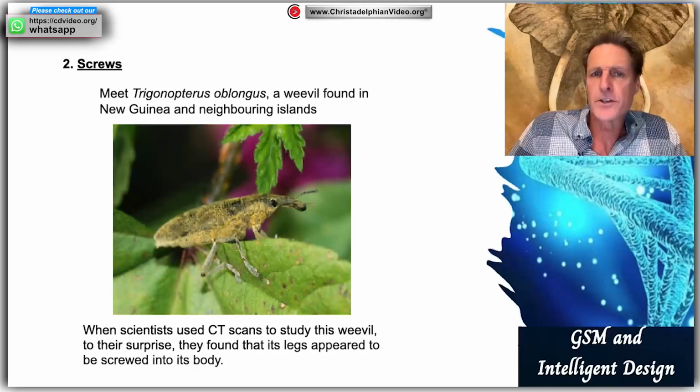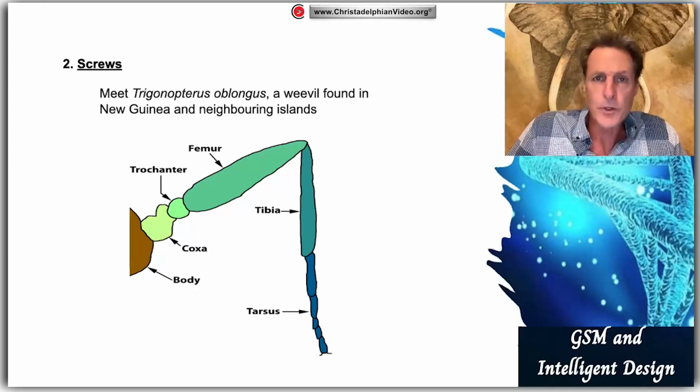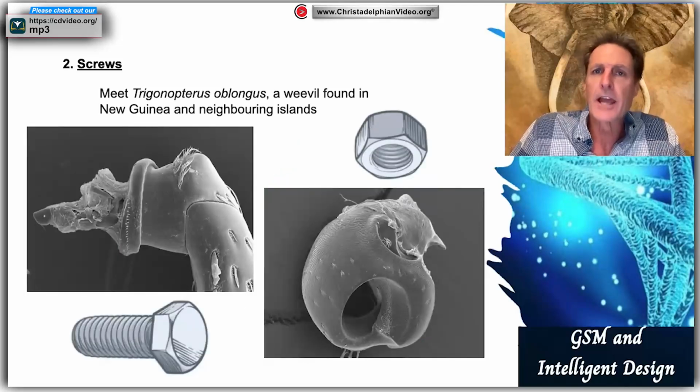When scientists used CT scans to study this little weevil, to their surprise, they found that its legs appeared to be screwed into its body. The top segment of each leg, the femur, is attached to a small part called the trochanter. In turn, the trochanter attaches the leg to the insect's body by screwing into a part called the coxa, which is similar to a hip.